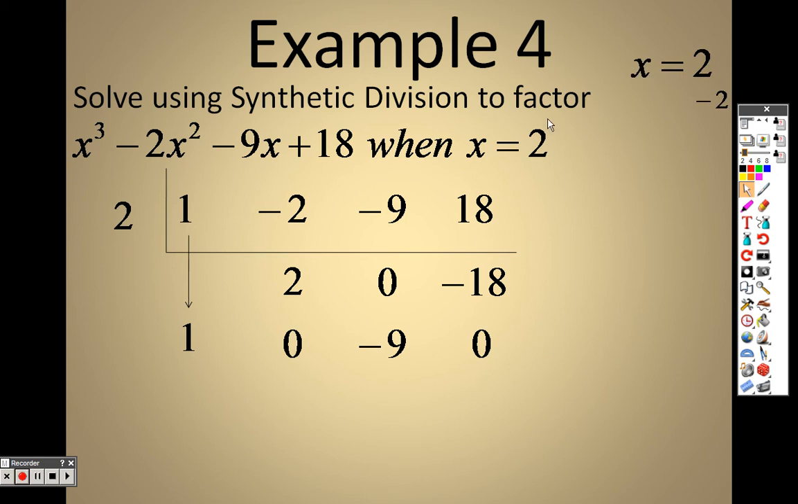Once again, if my answer is 2, I need to look backwards. So if a positive 2 is my answer, then the equation was x minus 2. So there's the equation that I would have used to start. And now I have this equation.